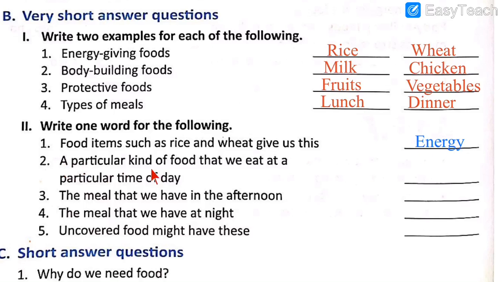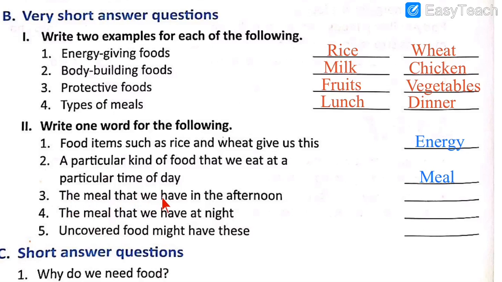Number 2, a particular kind of food that we eat at a particular time of the day. This is the definition of meal. There are 3 meals that we have in a day, in the morning, at noon or at night. A particular type of food that we eat at that particular time of the day is called meal. So the answer is MEAL, meal.